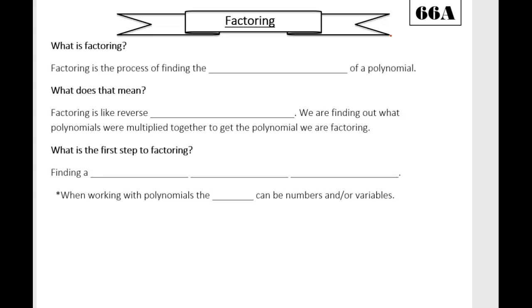So what is factoring? Factoring is the process of finding the factors of a polynomial. Okay, what does it mean? Well, factoring is like reverse multiplication. Last unit we learned how to multiply binomials and polynomials. This unit we're going to go backwards and say, what can I multiply to get a certain polynomial?